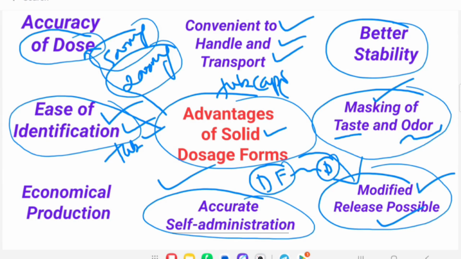And there is economical production, meaning less cost. Compared to other dosage forms, the solid dosage forms cost less.